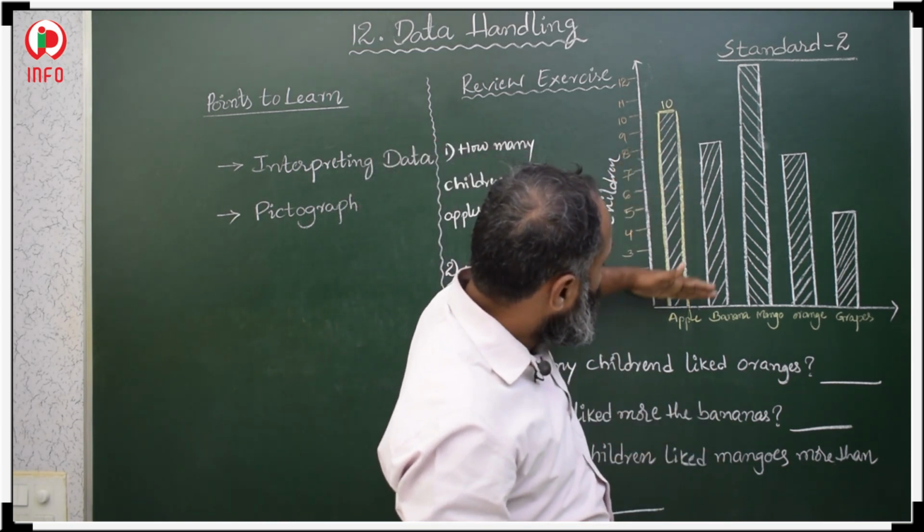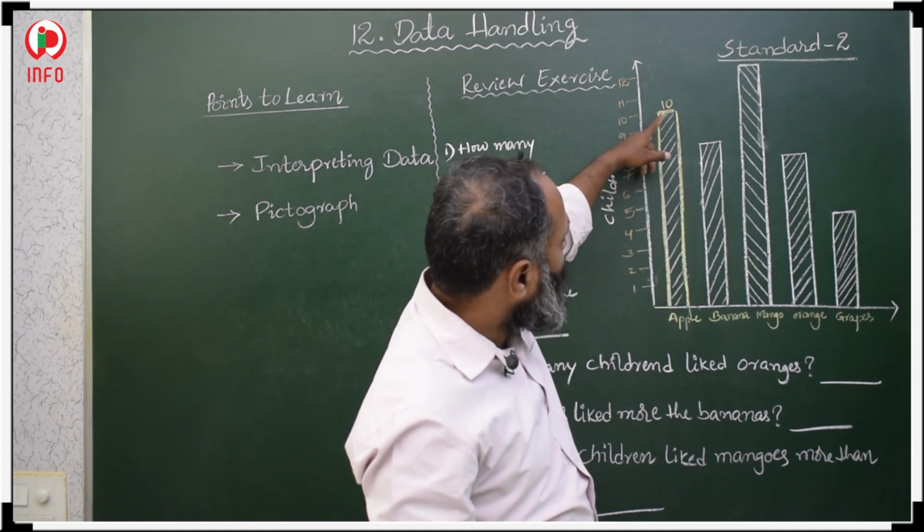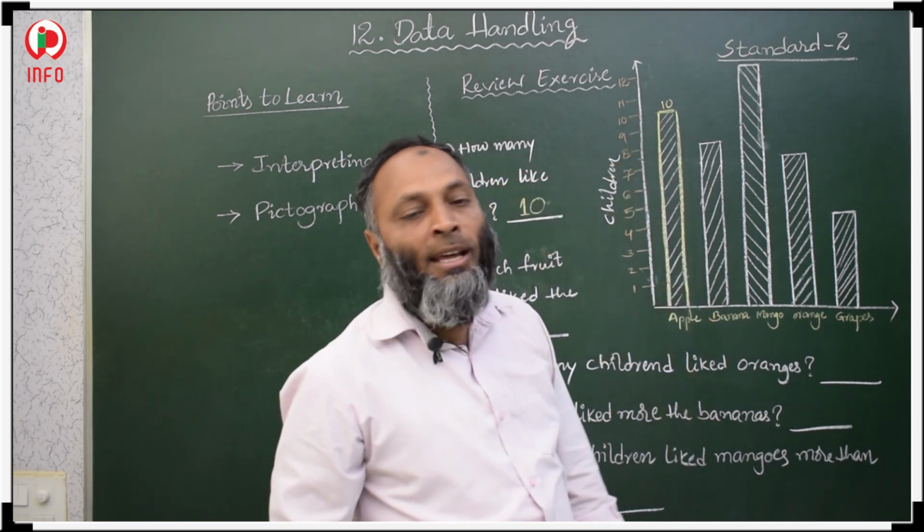So see here, we check the length of the bar graph. This bar length we should check. Where is it? It is at 10. This means 10 children like apples.